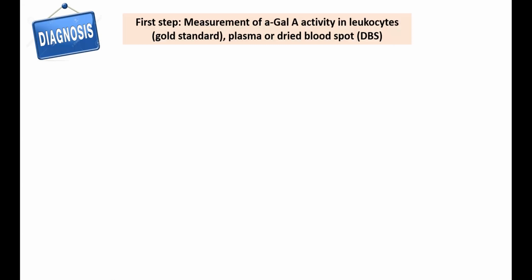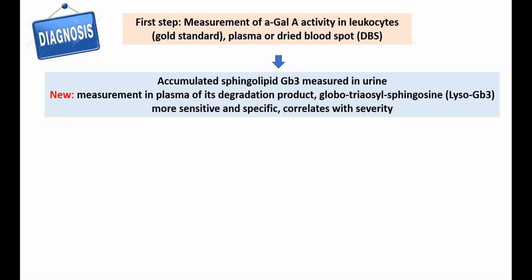So what can be a simple algorithm for diagnosis? The first step is measurement of alpha-Gal A activity in the leukocytes, which is the gold standard. You could also measure the enzyme in plasma or dried blood spot. The second step is you look for accumulated sphingolipid excretion in the urine. Now, this was initially done.